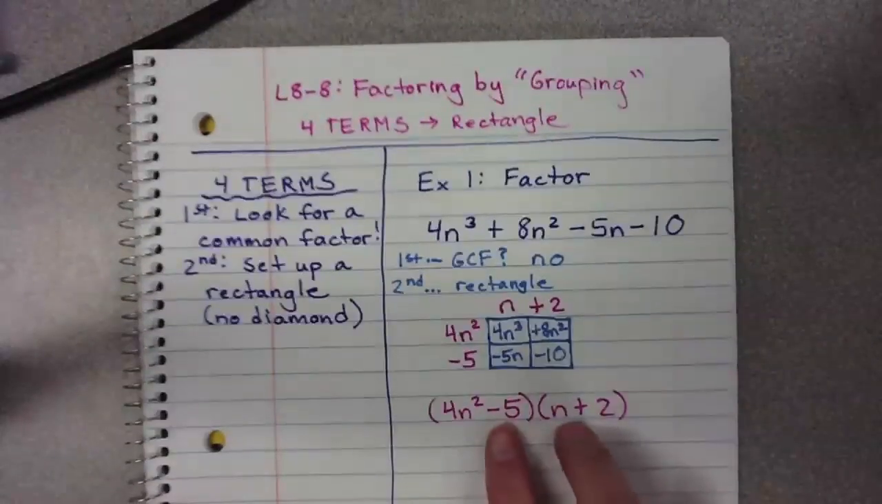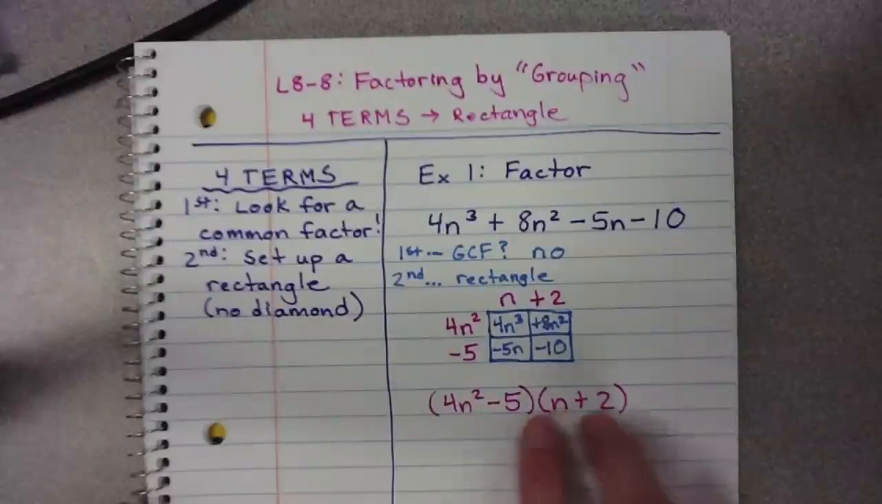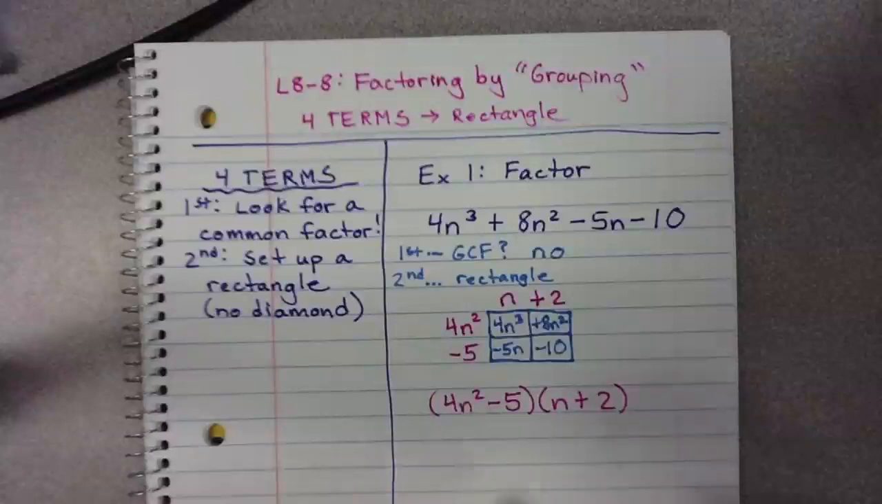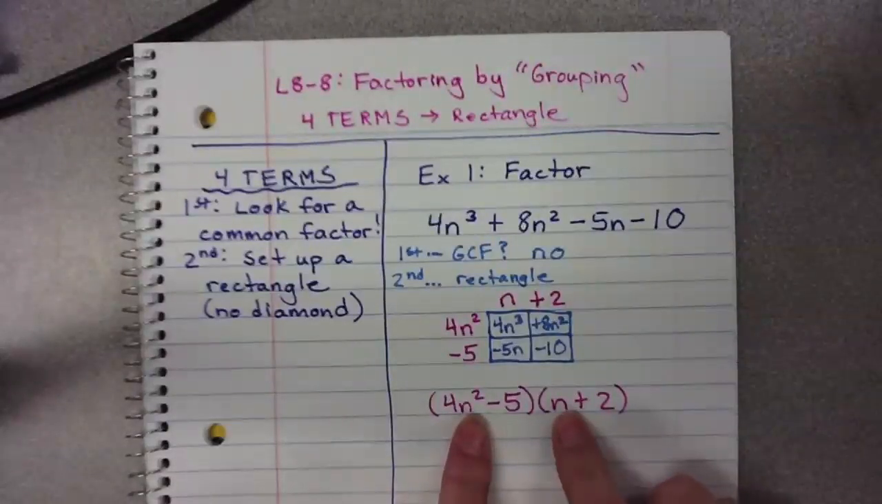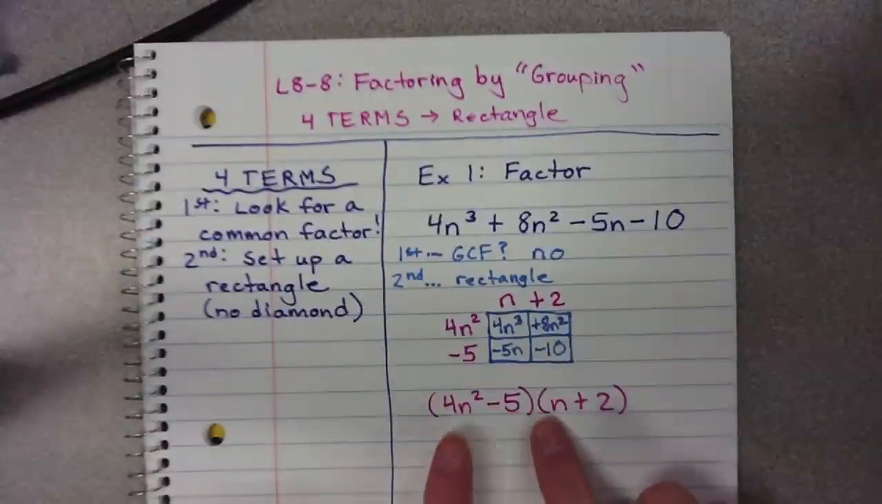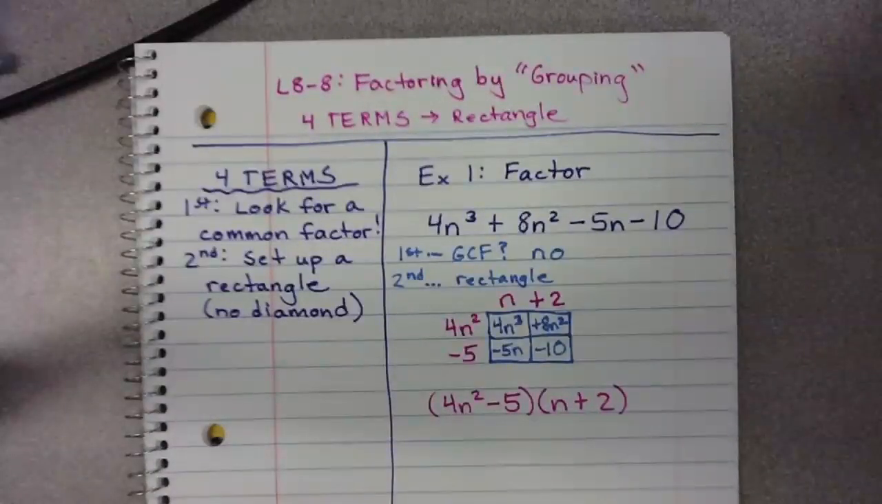Okay, you can put these in any order. The n plus 2 can go first, and the 4n subtracting 5 can go second. But we kind of follow in order that when you have your variable with the higher exponent, that's typically the one that would be written first. Do you see that? So the n squared was written first before the n. And then if you had an n and an n, the one with the coefficient tends to be written first, if there is one. Okay, any questions about that? All right.